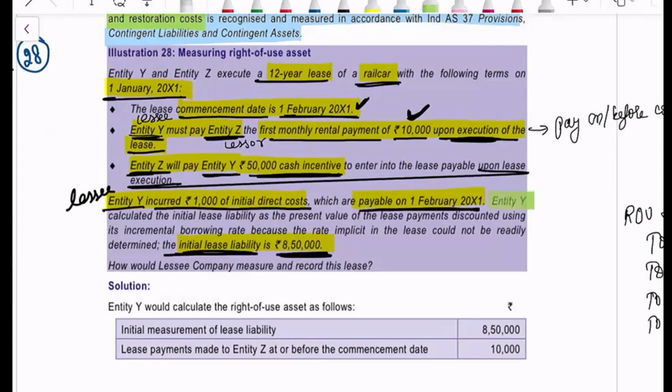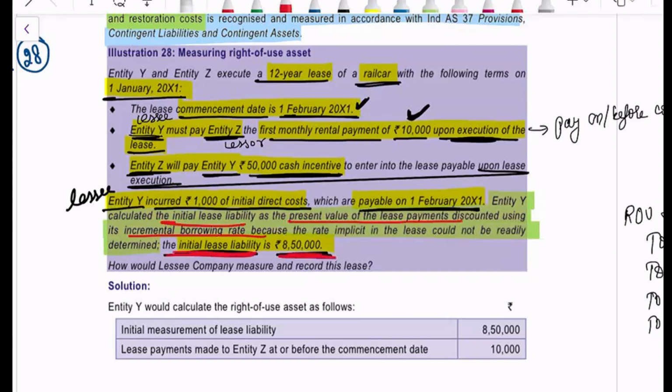Entity Y, which is the lessee, has calculated the initial lease liability as present value of lease payments using its incremental borrowing rate, because rate of implicit return was not readily determined. So because the implicit rate of return was not available, they used the incremental borrowing rate and brought all the lease payments to present value using the discount rate and found out their initial lease liability. So according to that, their initial lease liability was 8,50,000.